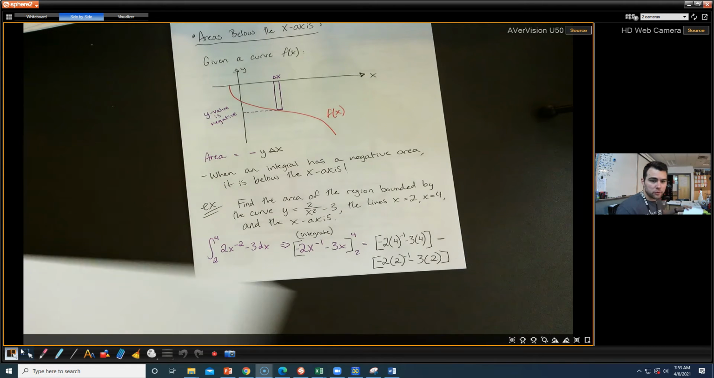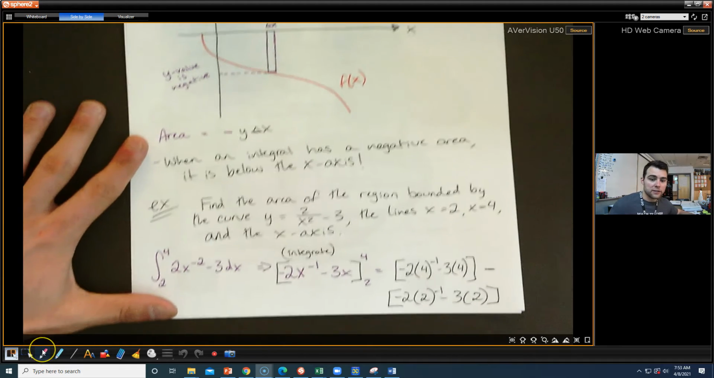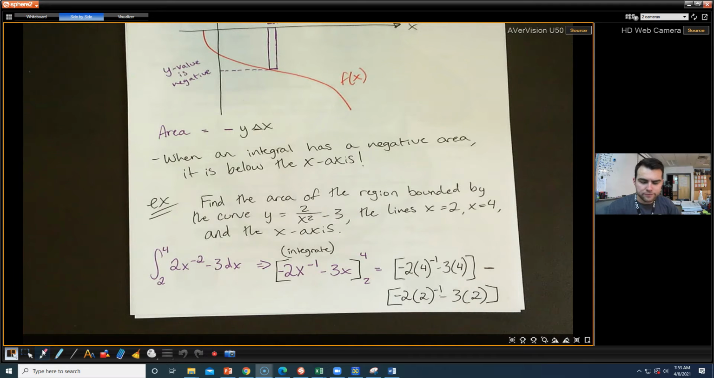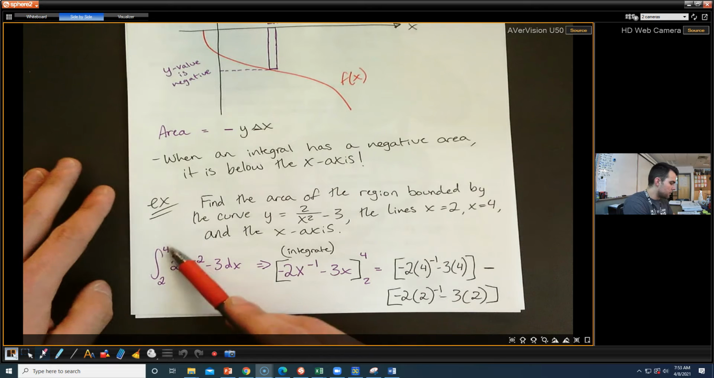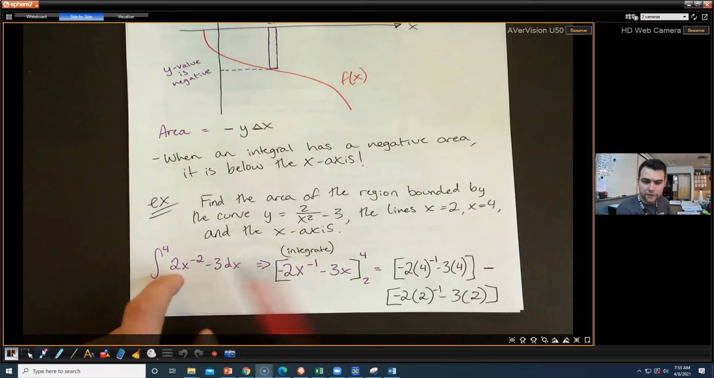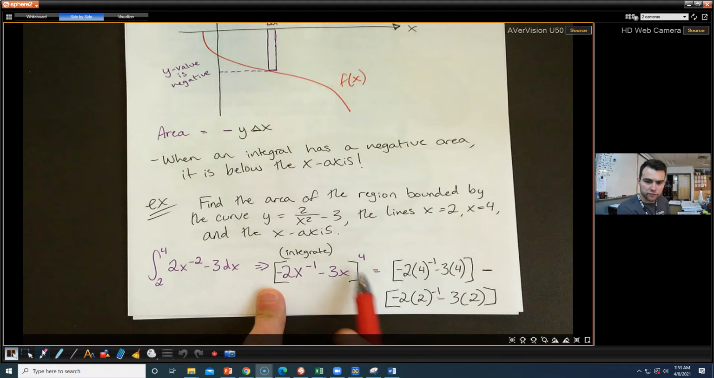So for this first example, I want us to find the area of the region bounded by this curve, our bounds x equals 2, x equals 4, and the x-axis. So we're just going to set up our integral like we would normally do. I got my lower and upper bound. I have my function, which I've rewritten with this exponent up in the numerator. And if I integrate that using my reverse power rule, I end up with this function right here, which I can evaluate from 2 to 4.